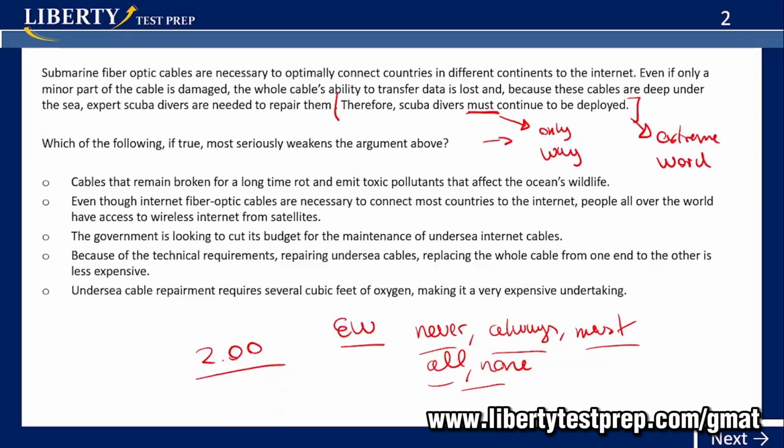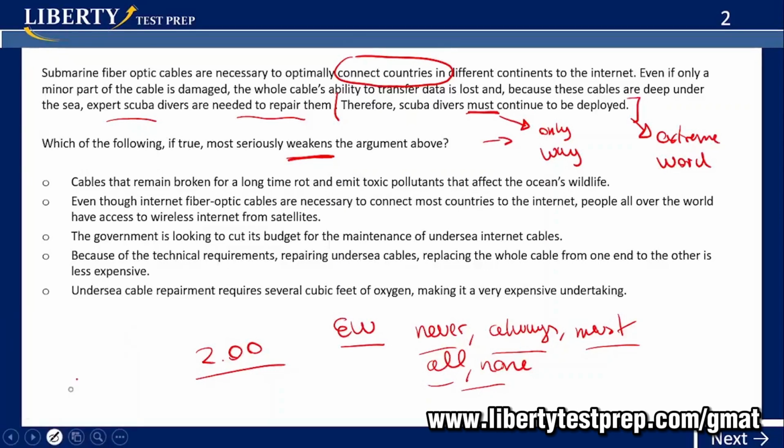Scuba divers must continue to be deployed. Why? Because scuba divers are needed to repair them. So it is necessary for you to repair them. There's not another way in which you can connect these countries to the internet. So we want to weaken that. By weakening, we're going to say that there is another way, that we don't need to send scuba divers over to repair these cables. Maybe we have other options. Maybe we can repair them.